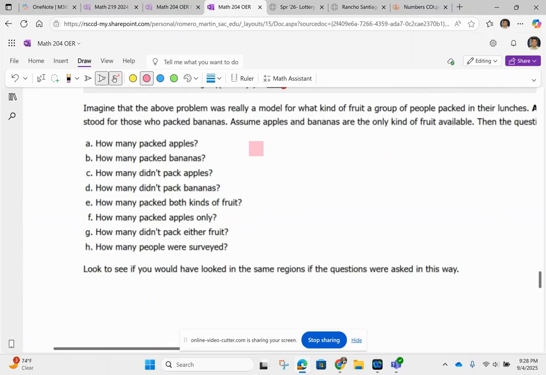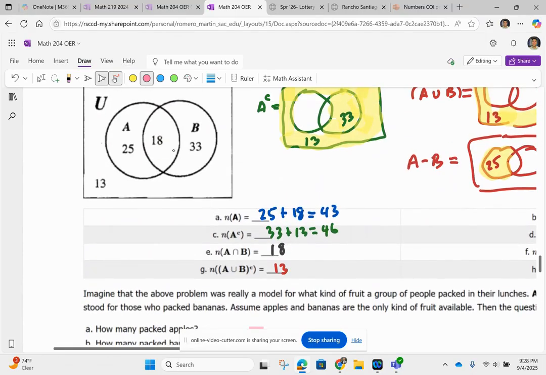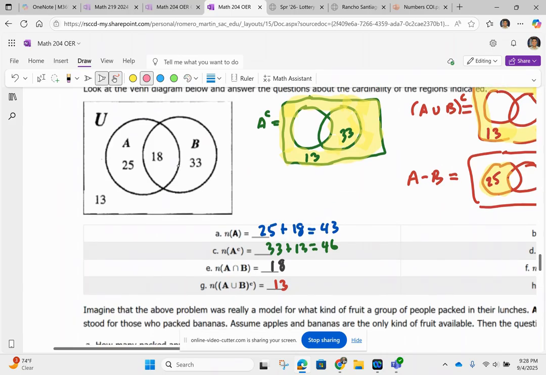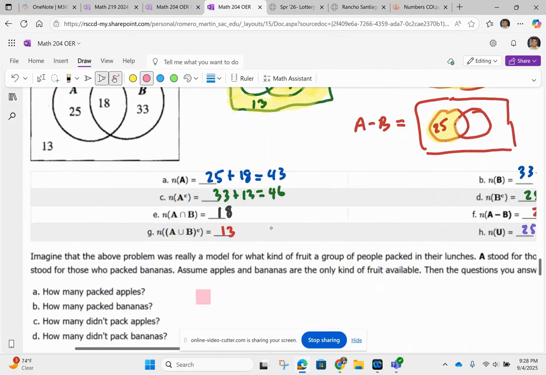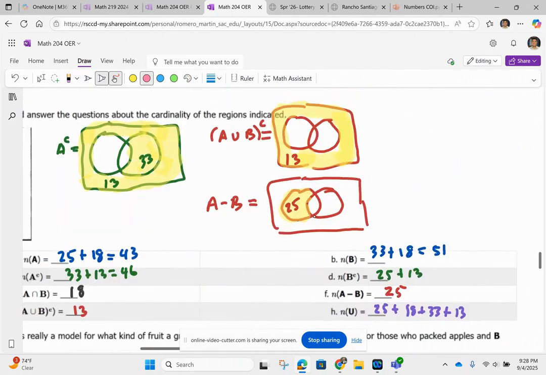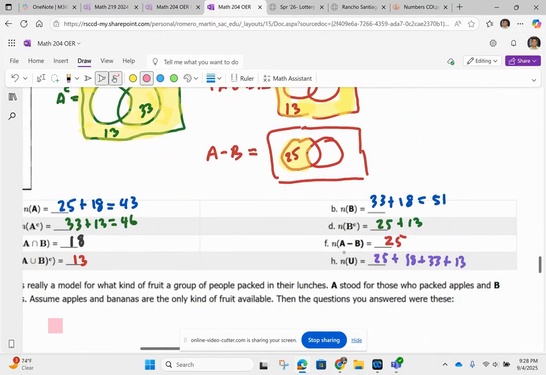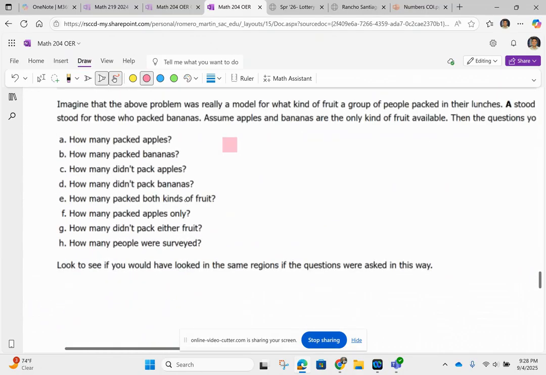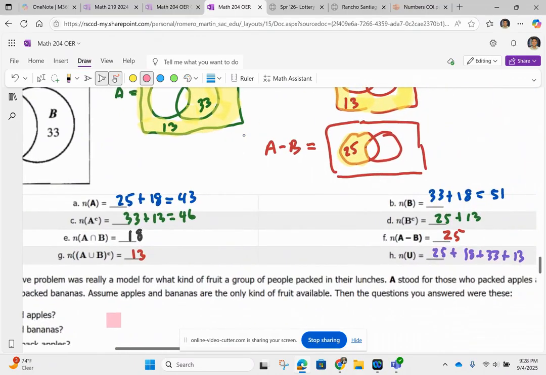How many packed both kinds of fruits? That will be the 18. Letter E goes with the number of A intersection B. That's the number who did both. So that's what I want you to look at when we think about this notation. It actually means something. So let's just look at a few, but I want to make sure you have all the answers there to look at.